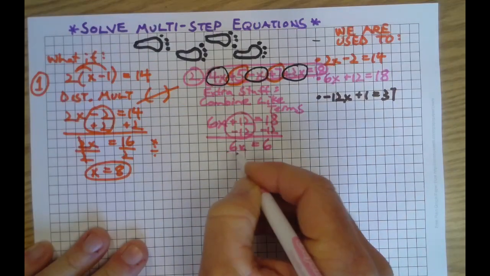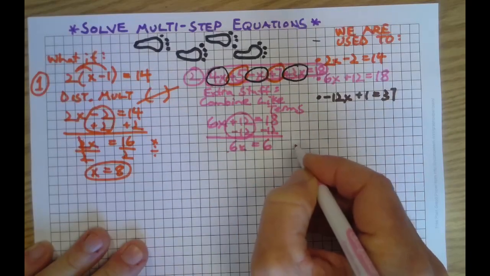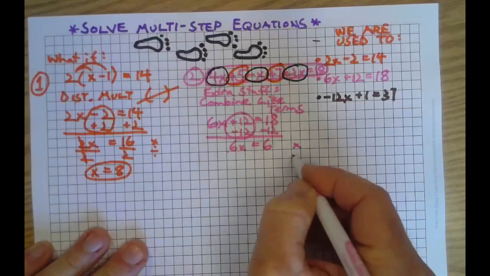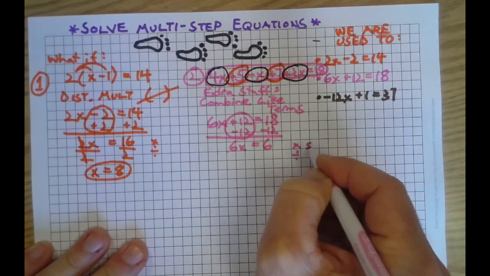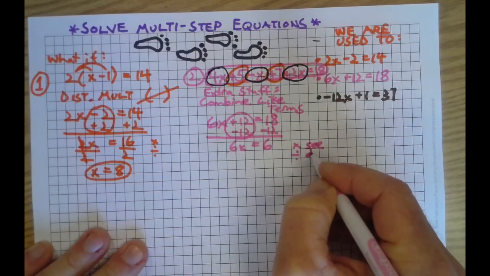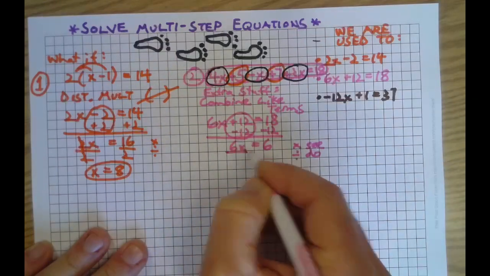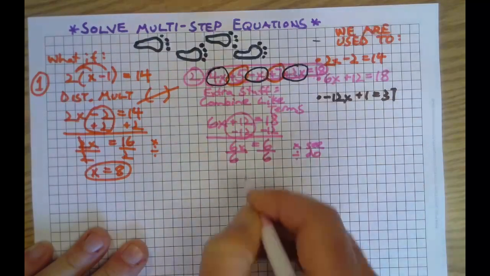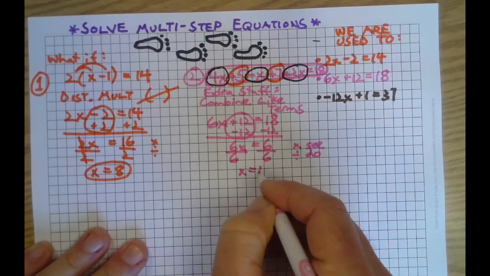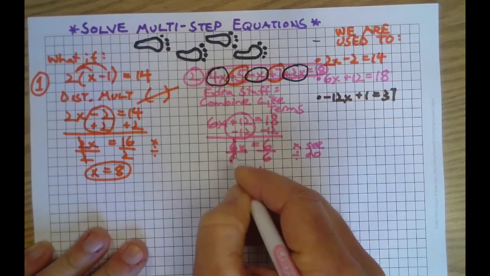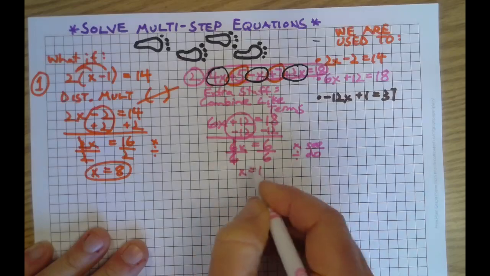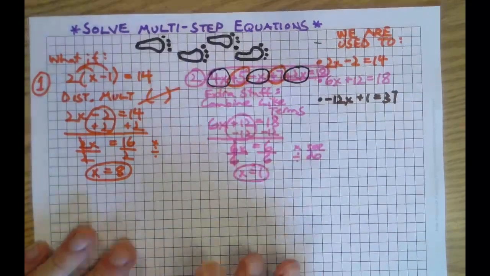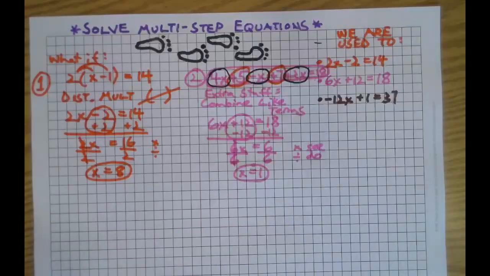Nice and easy. This is multiplication. 6 times x equals 6, so we're going to divide. Whatever you see, you're going to do the inverse operation. Fraction bar is the same as a division sign, and x equals 1, because 6 divided by 6 is 1x. Boom, done. Two things. How many are there going to be? Well, you can see there's going to be a third one.